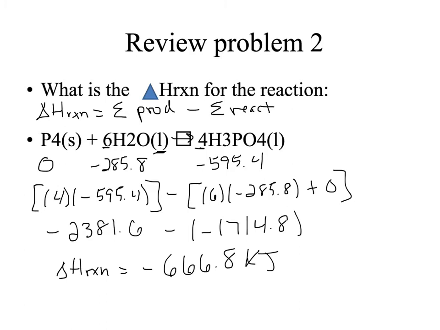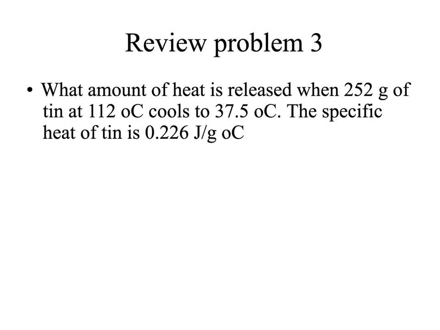It's kilojoules because your heats of formation are given in kilojoules. With sig figs here, you don't have to worry too much about them. It should, for the most part, work out. Remember, the rule for addition and subtraction is you go by the number of decimal places. So both the water and the phosphoric acid had 1 decimal place. So my answer has 1 decimal place. It's not total sig figs with addition and subtraction. It's decimal places.